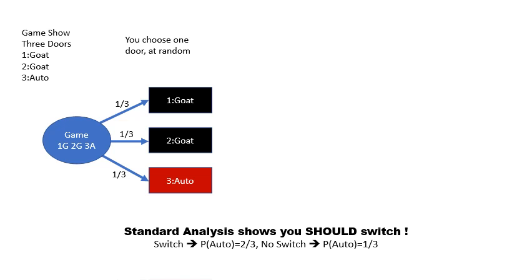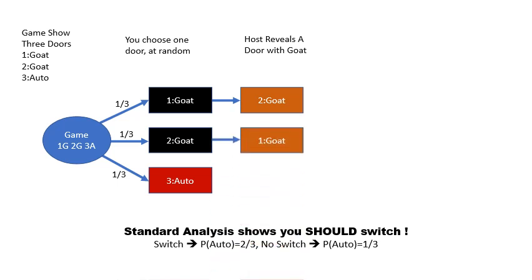Now, after you choose the door, but before you know what is behind the door, the host offers you a choice. He takes one of the doors you did not choose and shows that there is a goat behind it and asks you if you would like to switch. So if in the first option you chose door 1 which had a goat, door 2 also has a goat, so the host shows you door 2 and asks if you want to switch. If you chose door 2, then he shows you door 1 which has a goat behind it and asks if you want to switch. And if you choose the third door, then the host reveals either the first or the second door, both of them have goats, and asks if you want to switch.